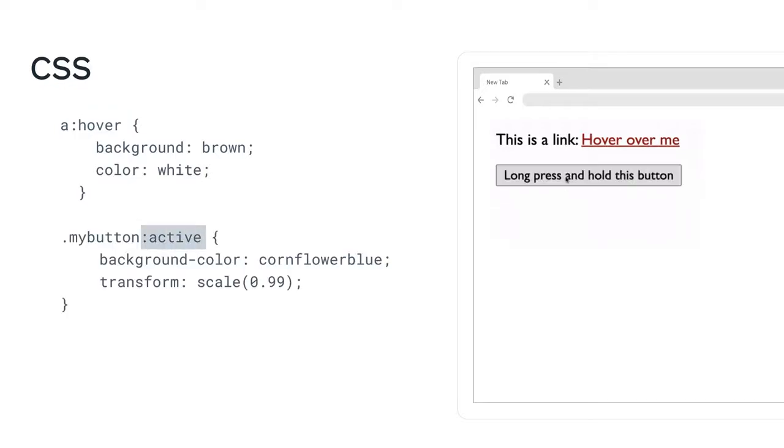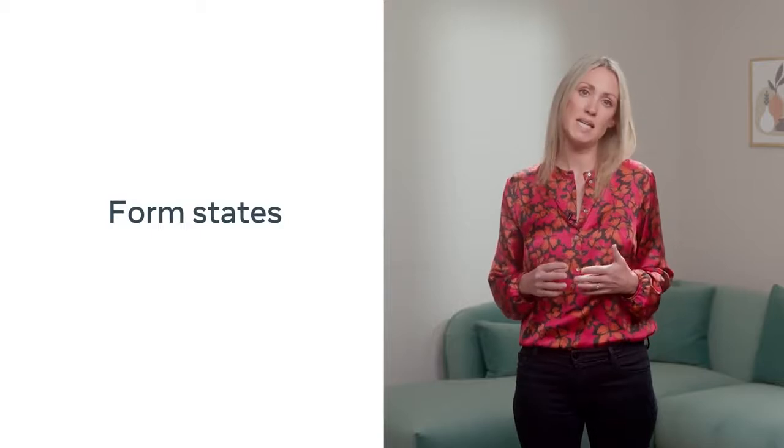The active pseudo class changes the properties of an element when the state of that element is active. In this case, the styling properties will be applied only when a user presses and holds the mouse button. In this example, the pseudo class selectors target HTML elements, but you can also use them to target HTML class attributes. Next, let's focus on form states.